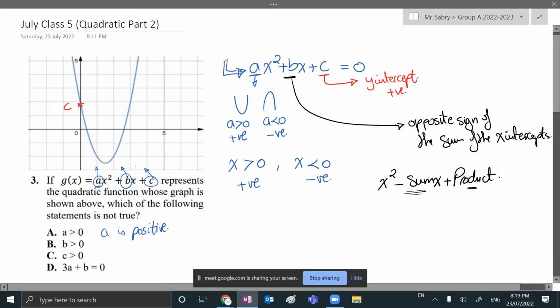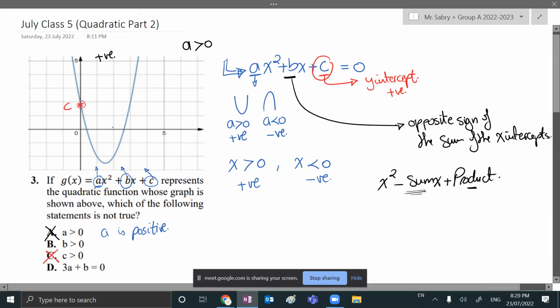So first of all, let's look at the graph. Apparently the graph is looking upward, therefore it is a positive graph. Therefore A must be bigger than 0, so A is positive. So choice A cannot be the correct choice, because I'm looking for the answer that says it's a mistake. Second thing is the C. We know that the C is the y-intercept, which is mainly a positive number here. So C must be positive. So C cannot be the correct choice.